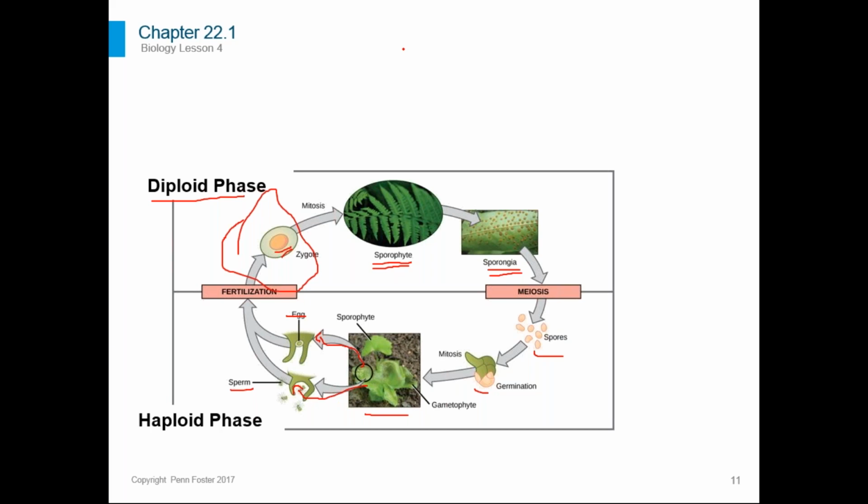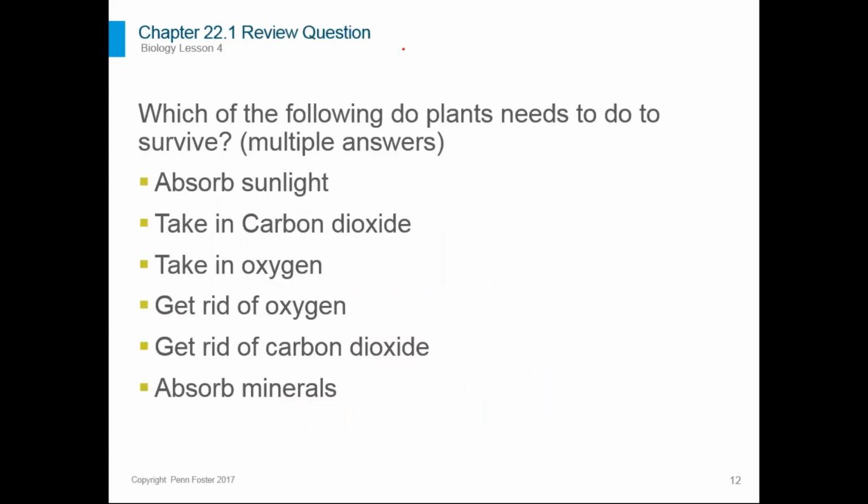Okay, so that's it for chapter 22.1. I've got some questions for you, and then you can ask questions if you have any for me. So there's more than one right answer here. Which of the following do plants need in order to survive? So I'll give you a few seconds to think about it.